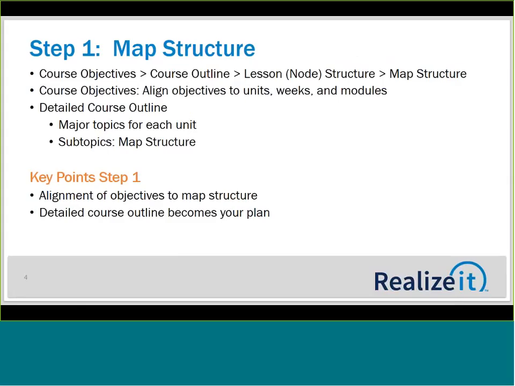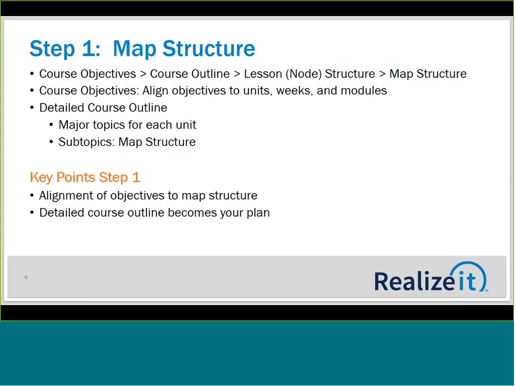Yeah, okay. So step number one, how do you start your map? How do you even talk about a map structure? Well, you're all very familiar with course objectives. You're very familiar with a course outline. And you have course objectives and probably course outlines in your existing courses and in your existing content. This is where you begin, okay? You begin with the course objectives and the course outline.